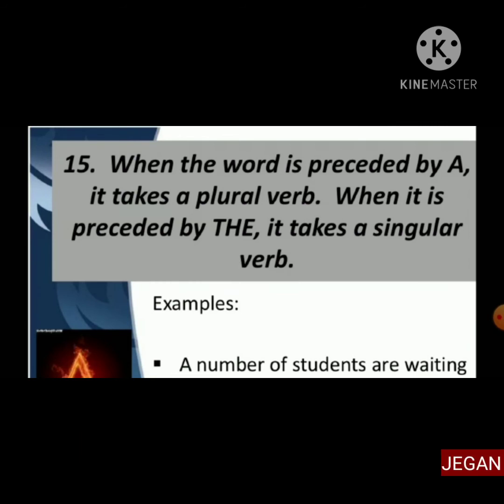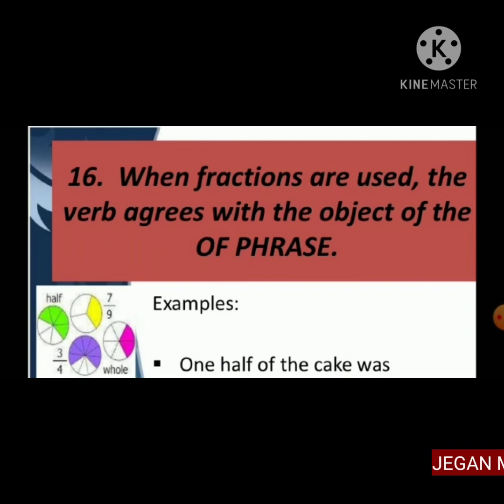So that's the rule. 16th one: when fractions are used, the verb agrees with the object of the phrase. For example, one half of the cake was eaten. When fractions are used, the verb agrees with the object of the phrase.